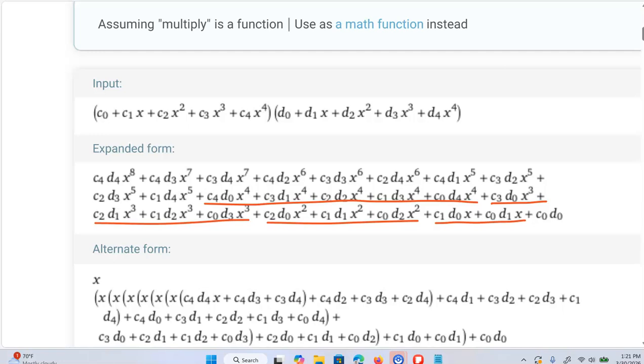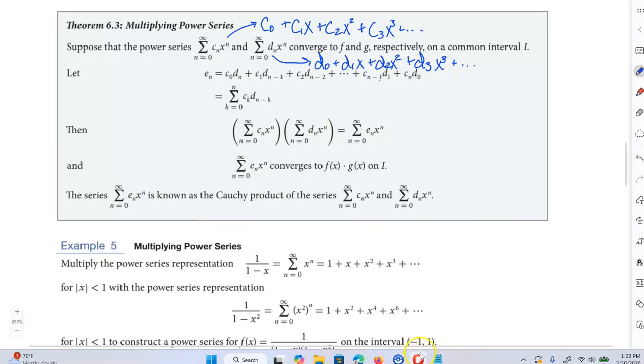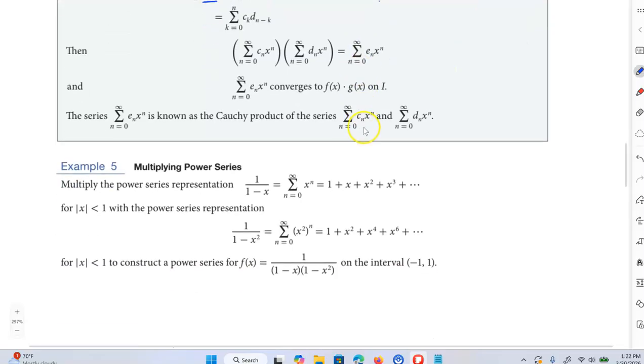You can see it here with that x to the fourth coefficient also. If I were to factor the x to the fourth out of those terms, it follows that same pattern. And that's really all that theorem is trying to say, that this pattern is going to exist here. So let's look at an example.